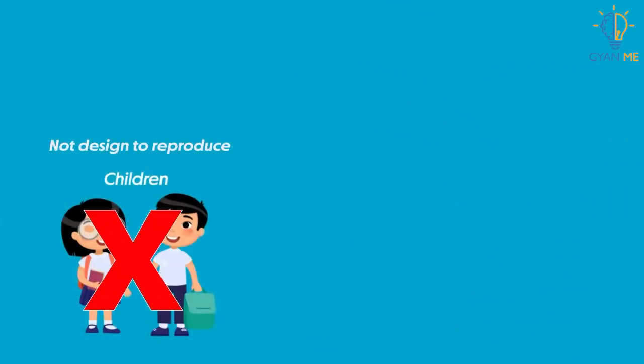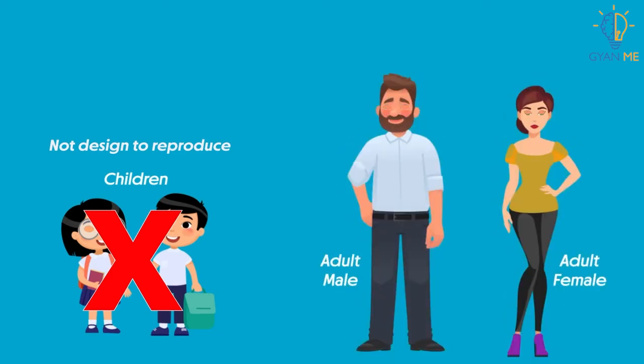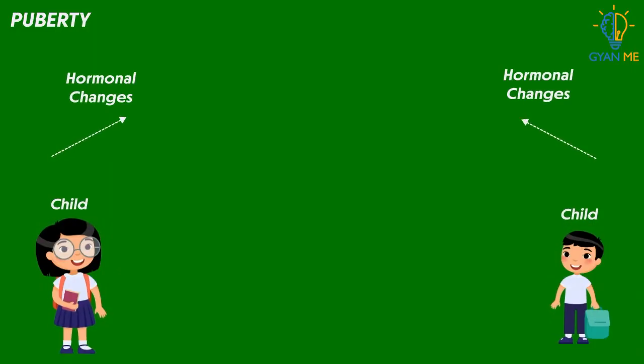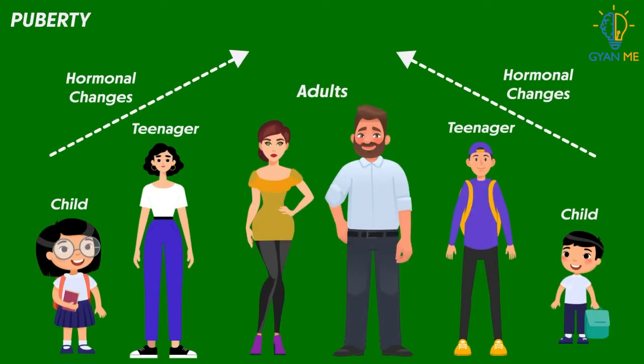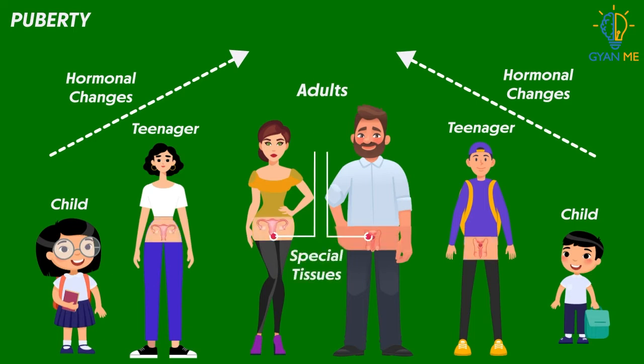Similarly, the body of a child is not designed to make babies. It requires special designing since reproduction involves creation of specialized cells called germ cells, while the body of an adult is designed to perform these functions. And puberty marks the beginning of changes that take a child to reproductive maturity. That is, it takes the child to adulthood. During this period, the body develops special tissues which carry out reproductive functions.